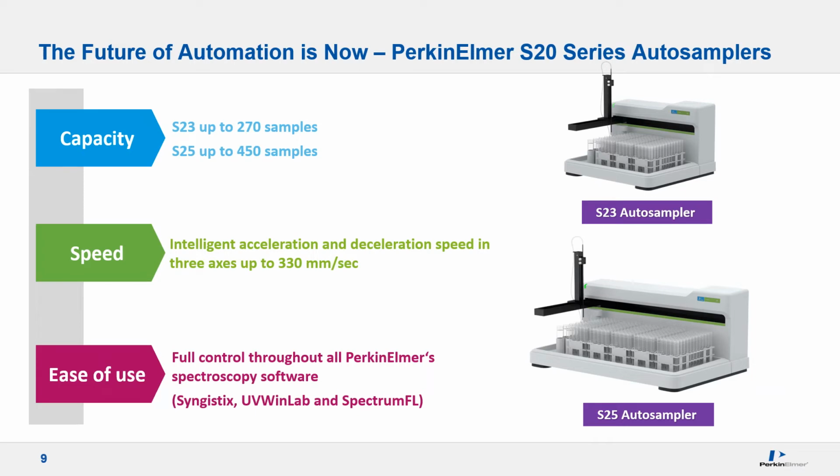So to that end, PerkinElmer has recently released the new S20 series of autosamplers with an increased capacity compared to the previous PerkinElmer generation. The S20 series offers capacity up to 270 samples for the S23 model and up to 450 samples for the S25, allowing for longer unattended runs. The S20 series features speed enhancements with movements up to 330 millimeters per second and integration with all of PerkinElmer's spectroscopy software.